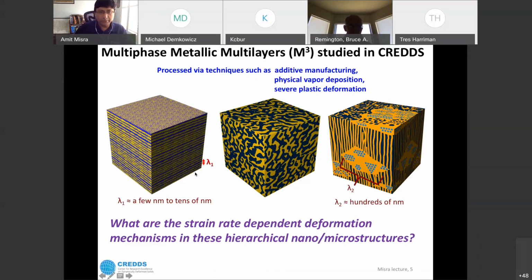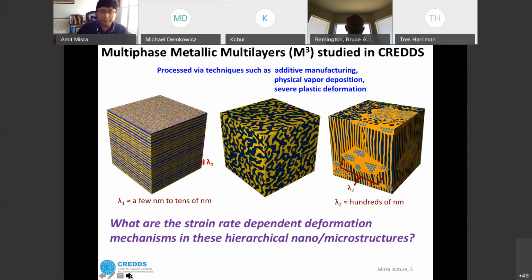The question is, what are the strain rate dependent deformation mechanisms in these microstructures? That's the research topic for CREDDS. But before we get into the research, it is important to review, especially for the students in the CREDDS, the textbook level information about what is known about thermally activated deformation mechanisms.